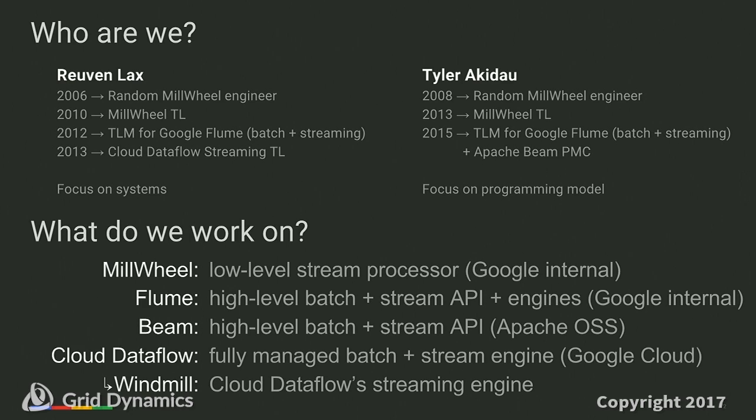Flume is kind of a higher level batch and streaming API plus engine. Apache Beam is this now open source version of this high-level batch and streaming API that originally came out of Cloud Dataflow. Cloud Dataflow then is a fully managed batch and streaming processing engine running in Google's cloud. And then Windmill is kind of like the underlying actual low-level stream processing engine.